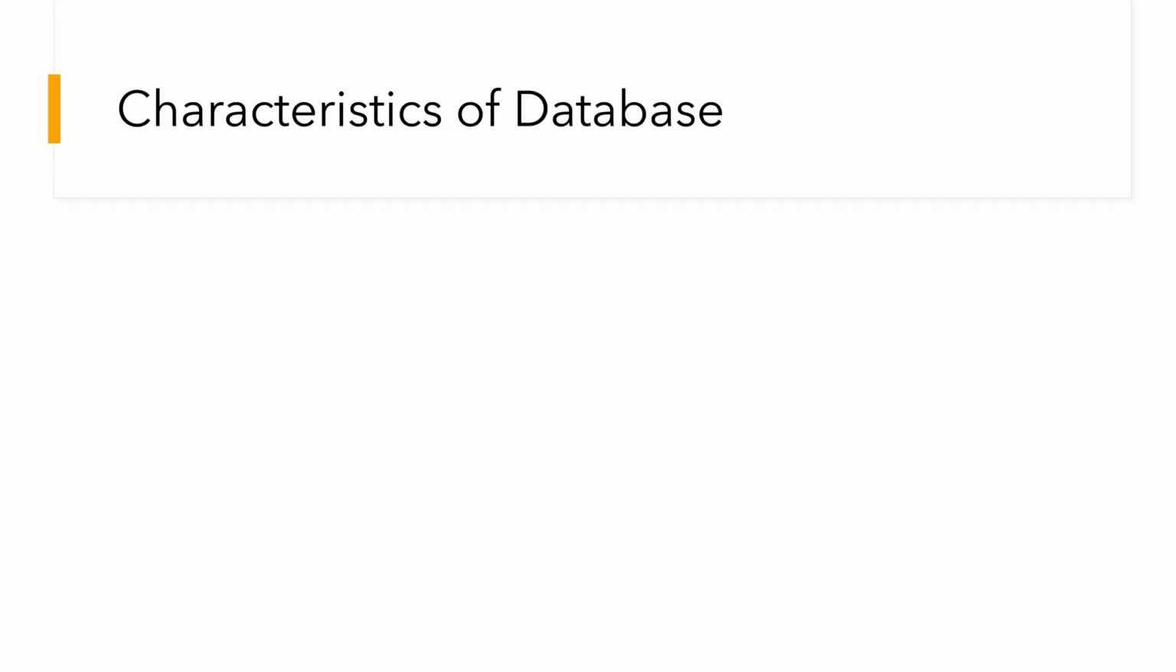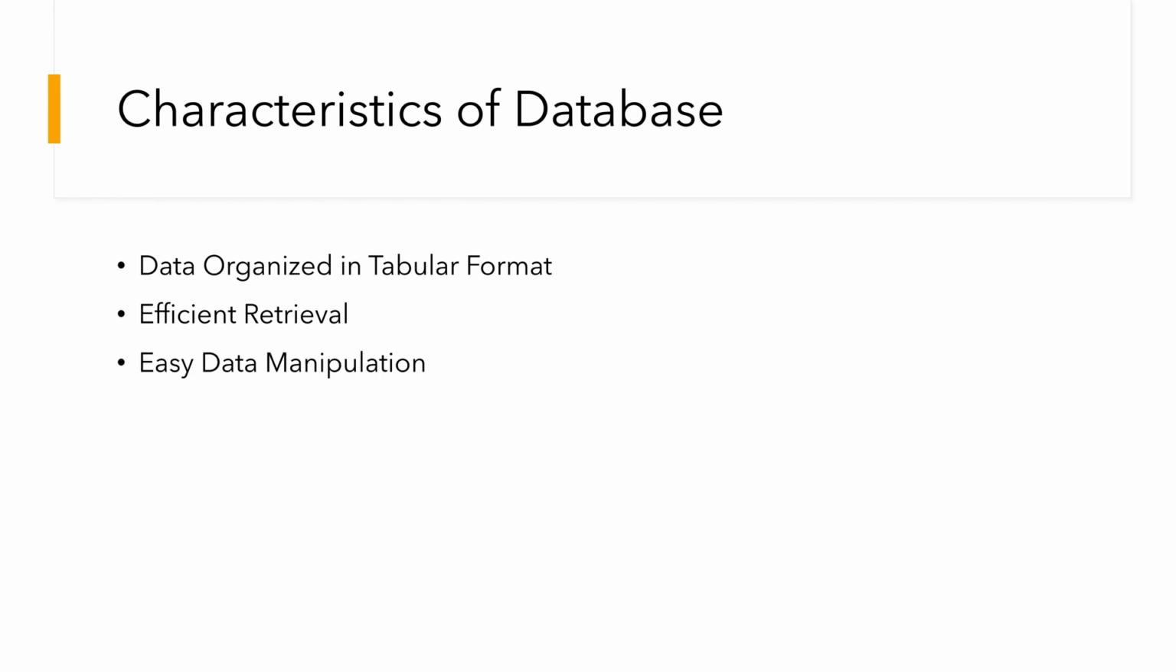Now let's look into some characteristics of a database. As we already talked about, data in a database is organized in the form of tables, and the tabular format makes it easy to retrieve the data for the user. Data manipulation and data management also become easy. Databases also provide data security. You can apply security for your data the way you want. It also supports ACID transactions and maintains data integrity. I hope the first four would be clear to you. The last two we shall cover in our next session when we dive deep into databases.